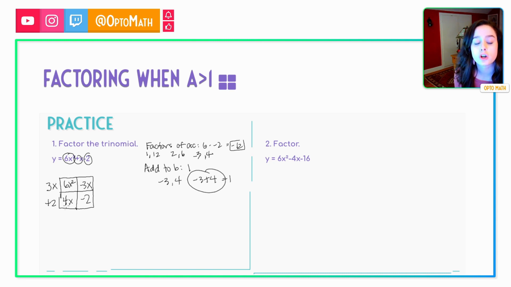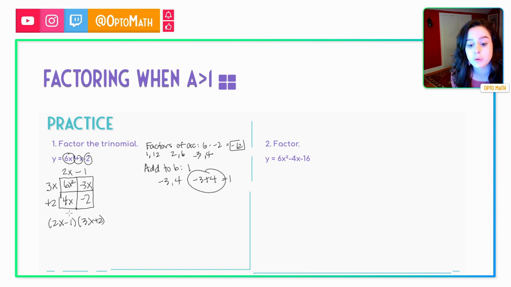Let's look at this first column. So 6 and 4 both share a 2 and they both have an x. And then we have a negative 1 shared here. Okay, so this is our factored form. If we just write these as two binomials, so 2x minus 1 and 3x plus 2.